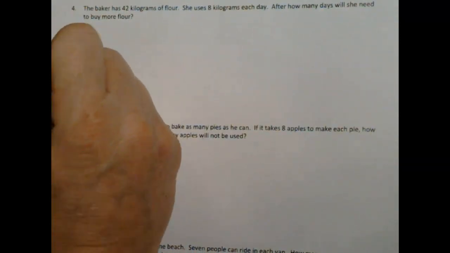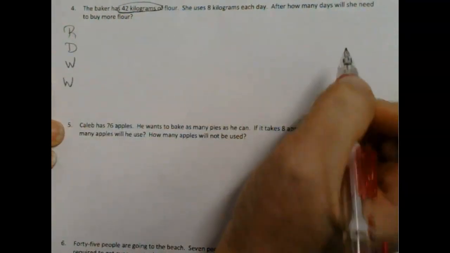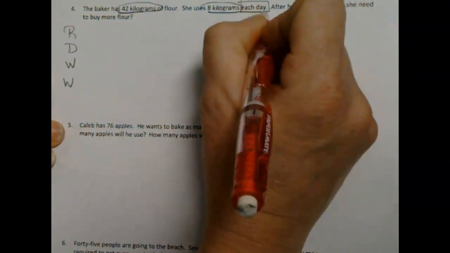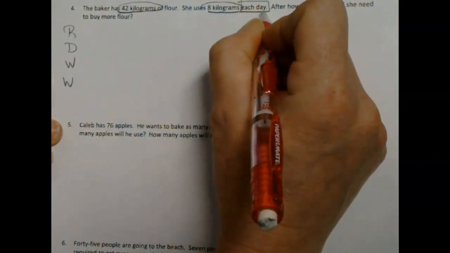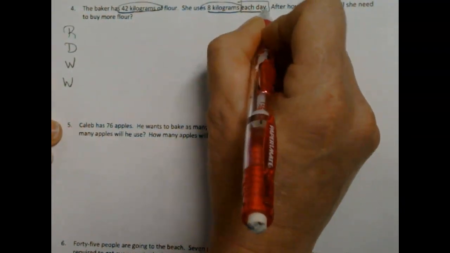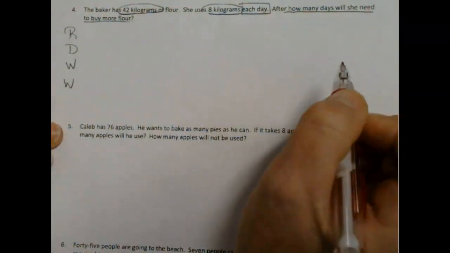All right, I'm going to go ahead and write my strategy. I'm going to read, draw, write my number sentence, and write my statement. The baker has 42 kilograms of flour. She uses 8 kilograms each day. So this day is my number of groups. And I know I have 8 kilograms in each group, but I don't know how many groups I have. After how many days will she need to buy more flour?